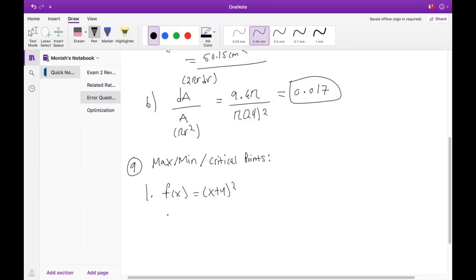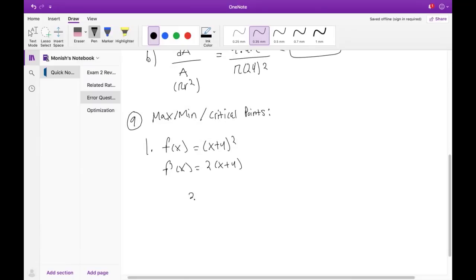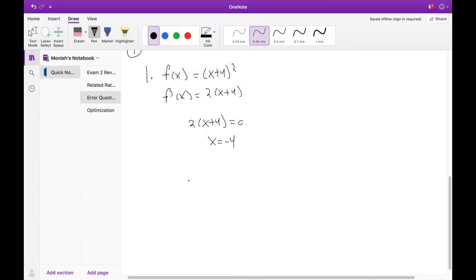So we're going to take the derivative. We'll get 2 times (x plus 4). Then, in order to find your critical points, you're going to set your derivative equal to 0. If I set this equal to 0, I'll just get x is equal to negative 4. Then you're going to go ahead and create your number line. Put your critical x value on it, so negative 4.